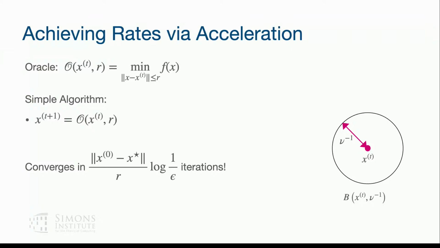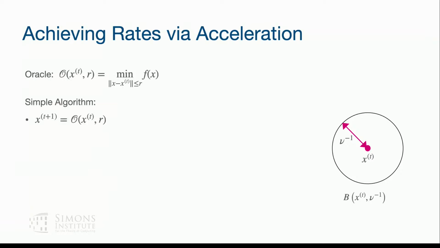What's the norm? Oh, here I think the original work uses the Euclidean norm, but I think they can do it with any norm at this point. So this one basically converges in, so the initial distance to the optimizer versus the ball you're looking at, and you can go at a log 1 by epsilon rate.